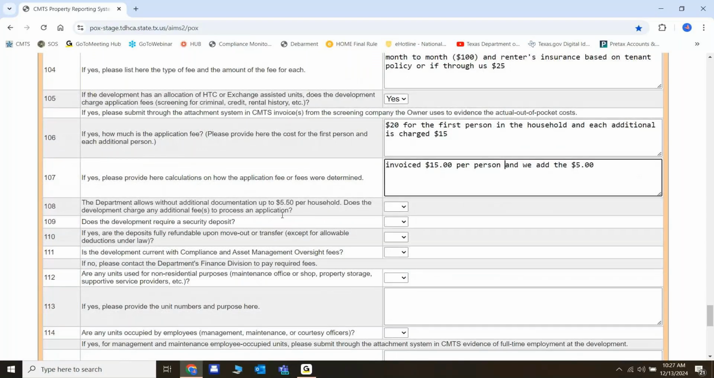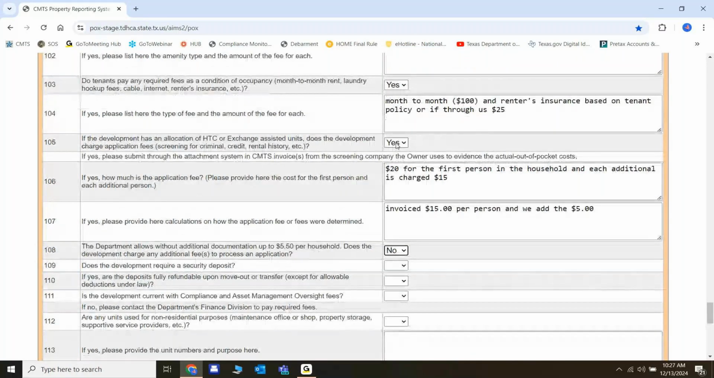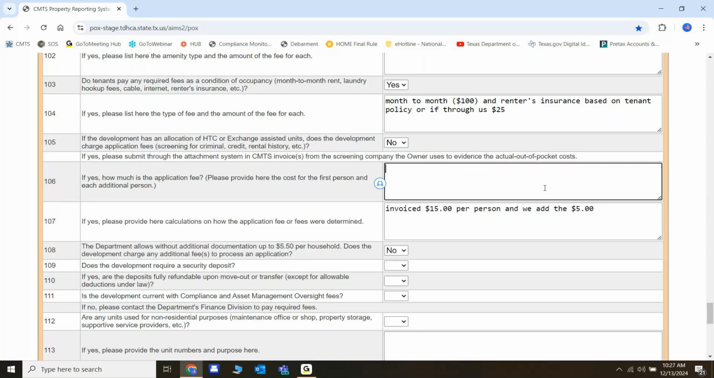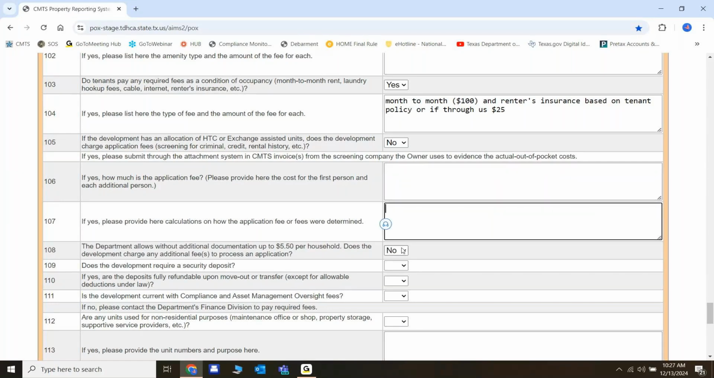Does the development charge this? Well, I do, but not the whole $5.50, so I'm going to say yes. Some people don't. Some people say no. If this question is a no, you do not charge an application fee. This is blank, this is blank, and this is blank. And you move on to 109.